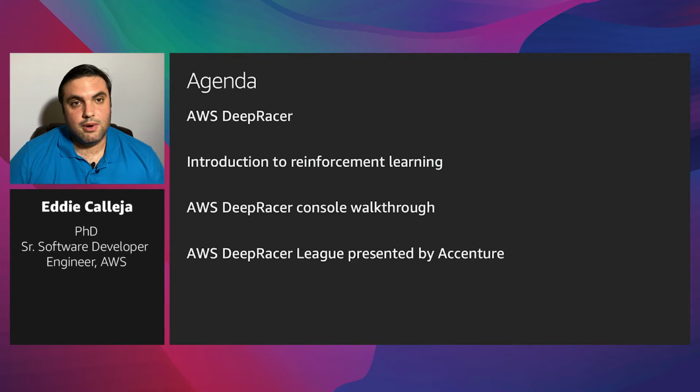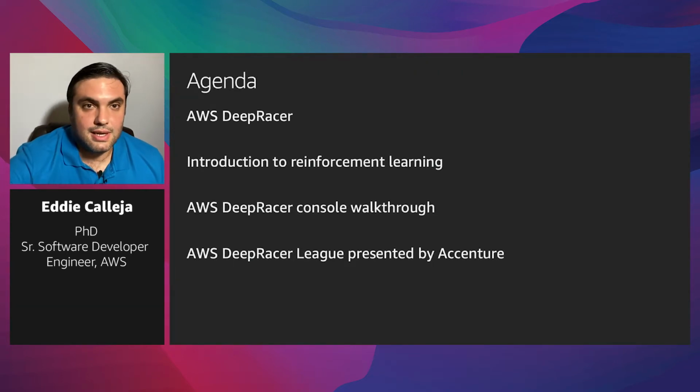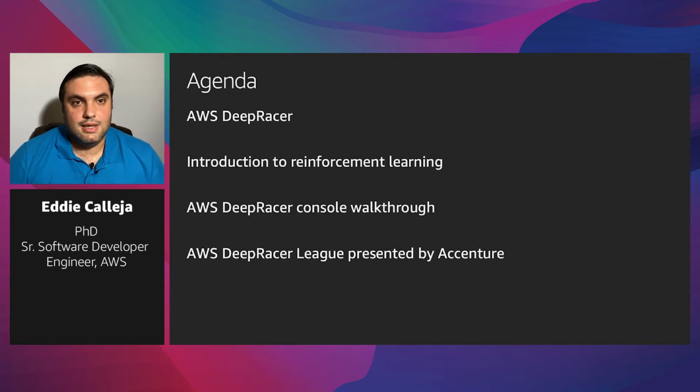I briefly want to touch on the agenda that we're going to talk about here today. Some of you may be wondering, hey, what is AWS DeepRacer? And the answer to that is AWS DeepRacer is the absolute fastest way to get started with machine learning. And of course, we're going to dive a little bit deeper into that.